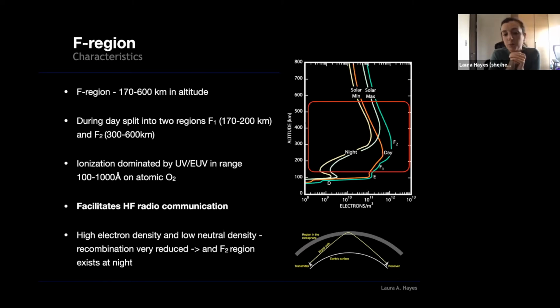Why it is so important is that it facilitates high frequency radio communications. You have a transmitter that emits high frequency radio waves, and these waves are at frequencies that reflect in the F region really nicely and can propagate over large distances. High frequency radio communications are still widely used by many different industries, so they're really important, and we want to understand the conditions of the F region and how it's going to change.